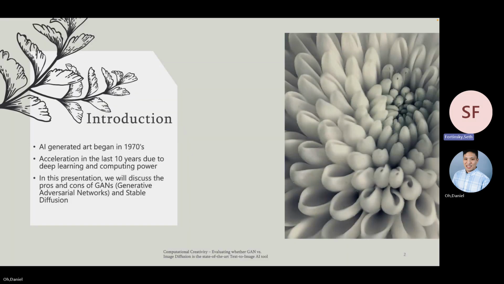While AI research dates back to the 70s, where text-to-image capabilities were posited, these were limited back then. However, now with the advent of deep learning and increased computing power, we're able to take another look at these text-to-image mediums.